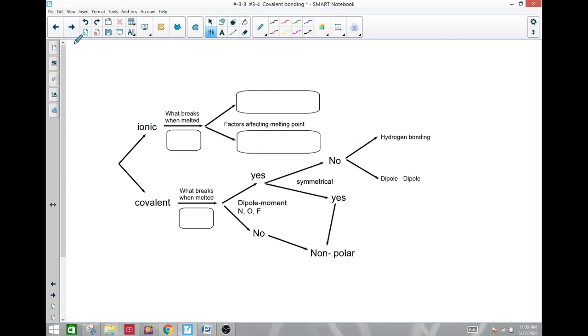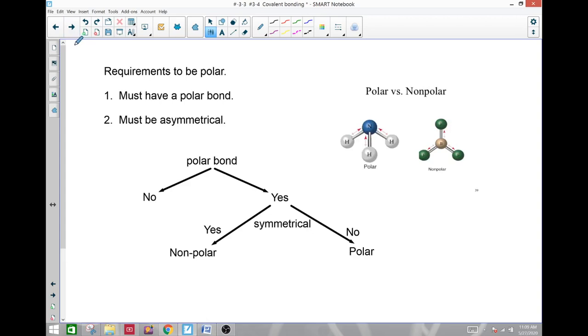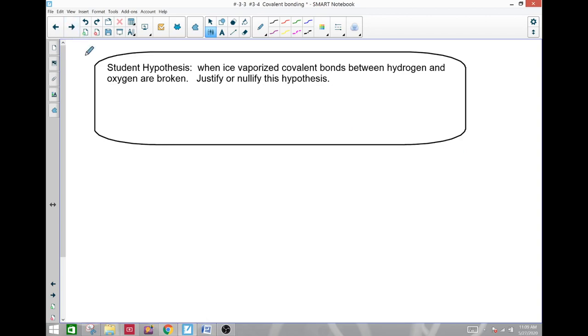Again, sort of an idea what it looks like. Again, I just highlighted hydrogen bonding versus dipole-dipole because, well, it's an option there. So one or the other. And there we go. Polar versus nonpolar. Requirements. Take a look. Student hypothesis. When ice is vaporized, bonds between hydrogen and oxygen are broken. So we're saying that ice, when we break this thing, these guys break right here. And the answer is nullify.